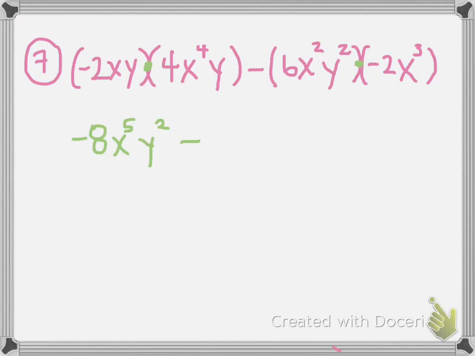Okay. Here we'll say 6 times a negative 2, which is a negative 12. X squared times x cubed will be x to the 5th. And then we don't have another y, so we'll have a y squared. We'll just bring it down. Okay. So now if we wanted to combine, we'll have negative 8x to the 5th y squared minus a negative, turns into a plus.